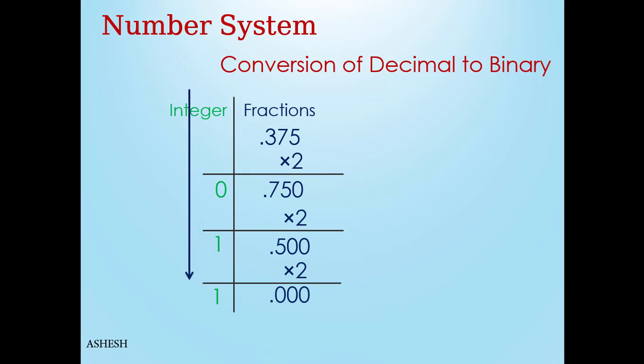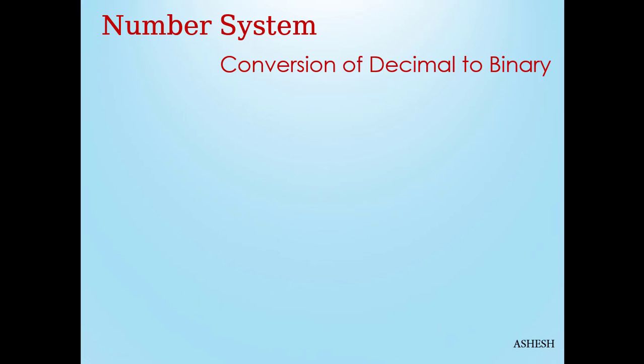So we have to count top to bottom. So our answer is decimal number 0.375 equal to binary number 0.011.